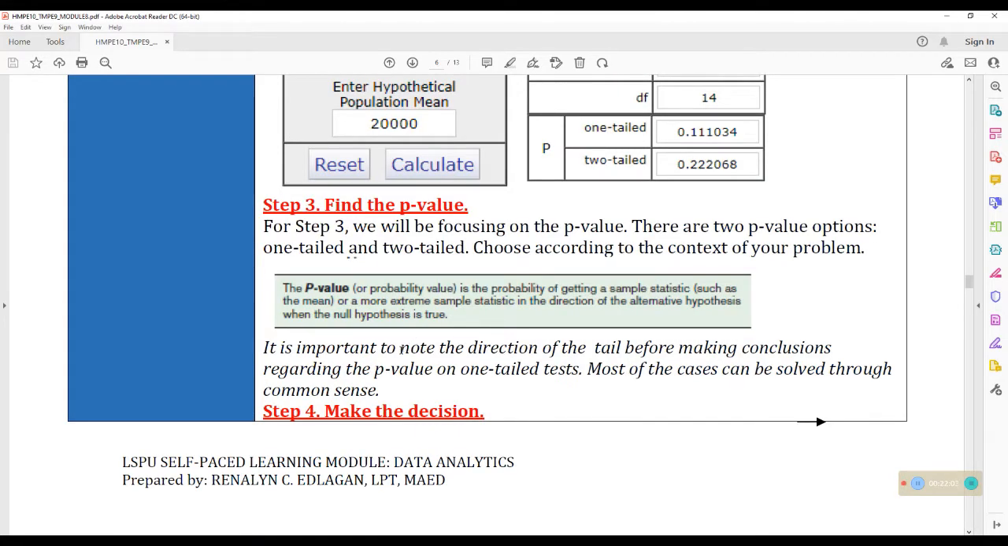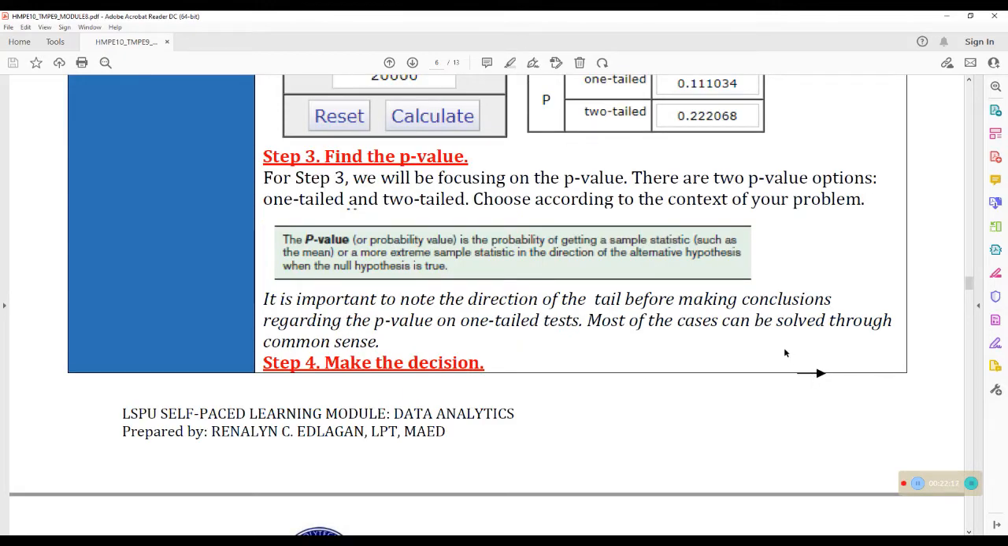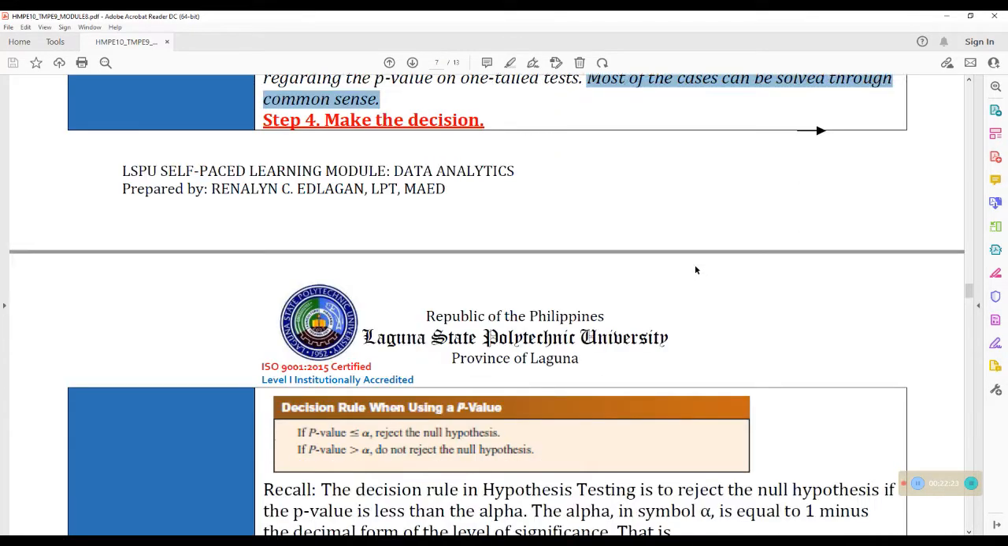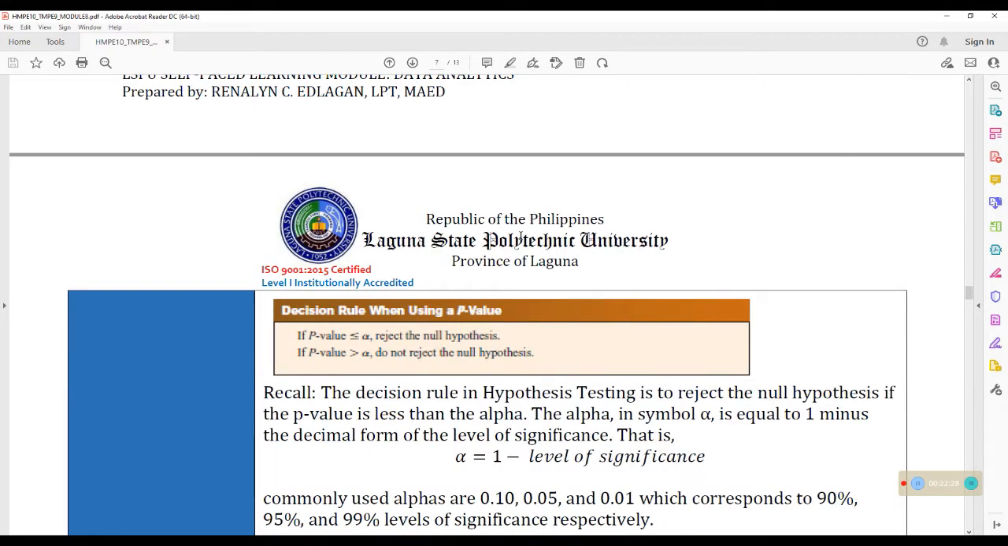It is important to note the direction of the tail before making conclusions regarding the p-value on one-tailed tests. Most of the cases can be solved through common sense. You have common sense naman, so you will get it. We will also give examples later so you won't be confused. Okay? And step 4, you have to make the decision.